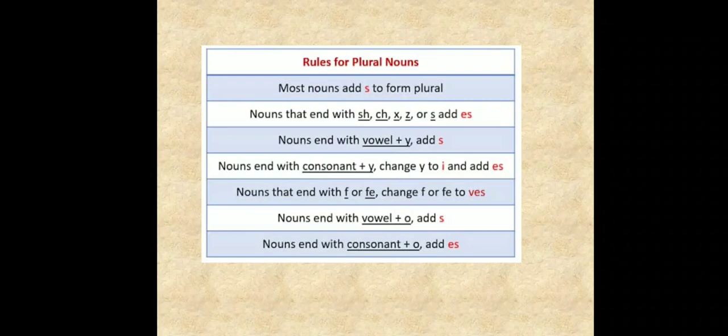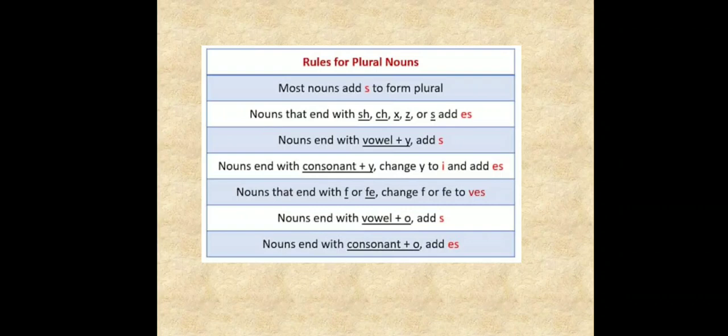Okay. Next we have nouns which end with a vowel and a Y. For example, key, K-E-Y. E is the vowel and then Y. Whenever we see a vowel followed by Y, we simply add S to it. Key becomes keys. Then toy, boy, so O plus Y, we add an S to it.